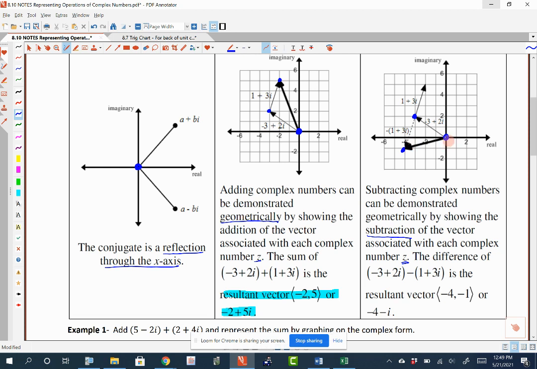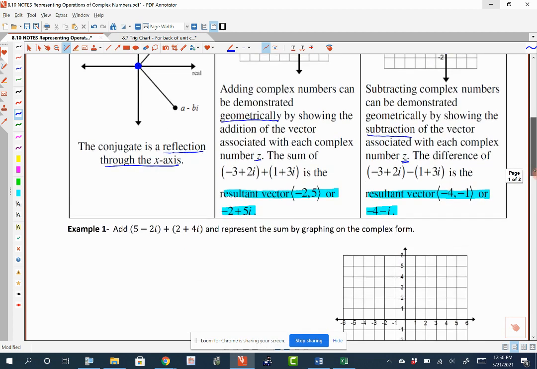So again, our resultant would go from the origin to that final point. And again, I'm going to highlight, this would end up being that resultant vector of -4, -1, which is the complex number -4 minus i. So when we're adding, we just go from a tip and then we continue on our tail. But if we're subtracting from that tip, we want to go in the opposite direction to get to our new tip. Let's try one on our own.